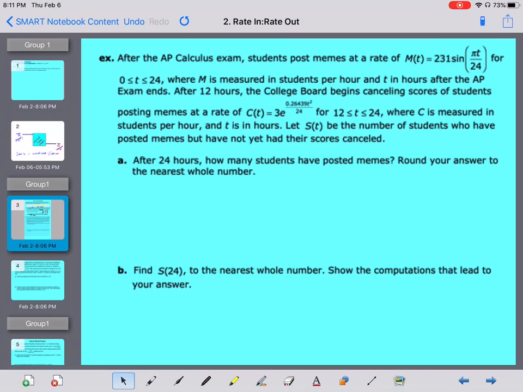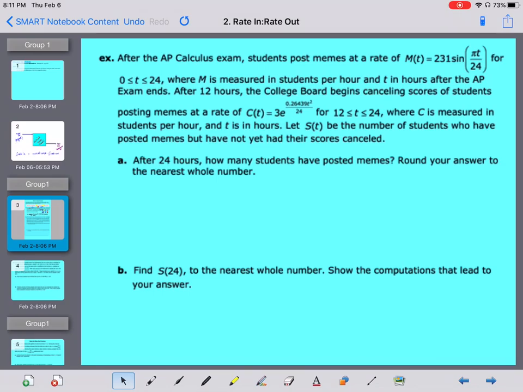So this example says, after the AP calculus exams, students post memes at a rate of M of t equal to, and then it gives us an equation for M of t, for 0 to 24 hours, where M is measured in students per hour, and t is measured in hours after the AP exam ends. So up to 24 hours after the AP exam ends. They do monitor social media to see what kids are posting about the AP exam, and if anything seems off, you can get in trouble for those things. So just be careful with that, because remember, people are still taking the test as students come out.